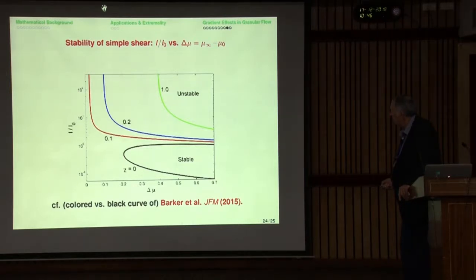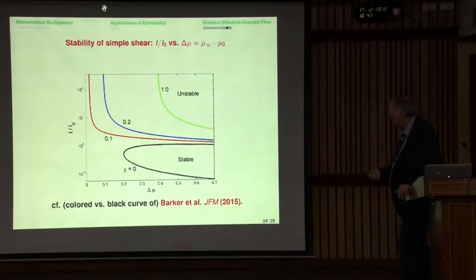This delta mu is the difference between the friction coefficient in the mu of I model at low I and the limiting friction coefficient at large I. If this is zero, then we have a model with constant friction, and that would always be unstable here. This is the stability region according to Barker and company for chi equals zero, and if we're out here, especially if low delta mu, we're always unstable.